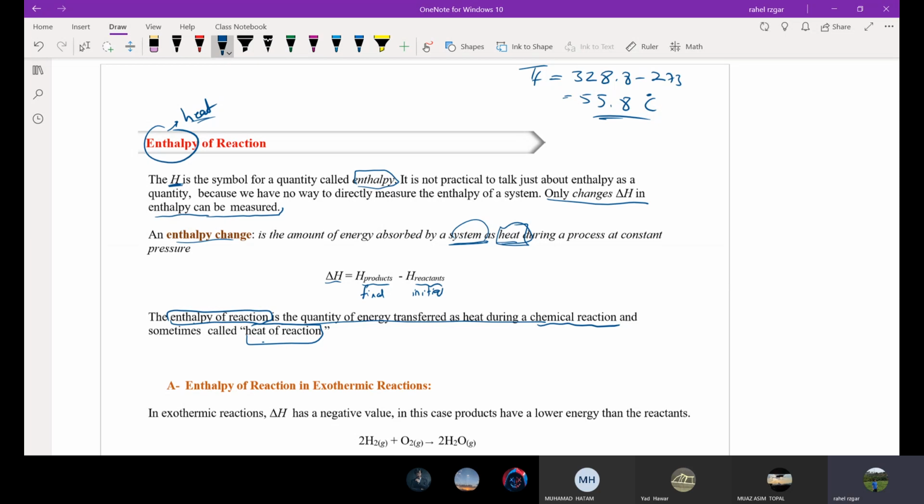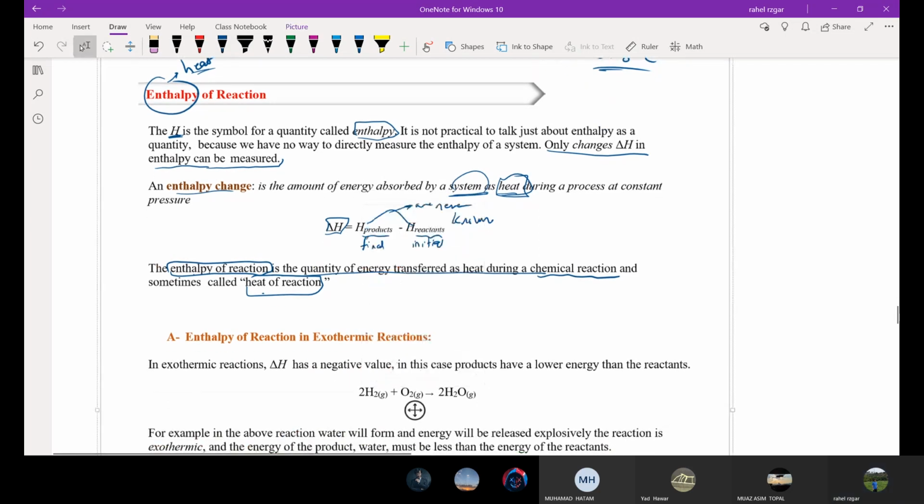But we said we don't have H alone. You don't know H. These two are never known. We only know delta H, but just a concept. As a concept, it's product minus reactant. Concept: H product minus H reactant.